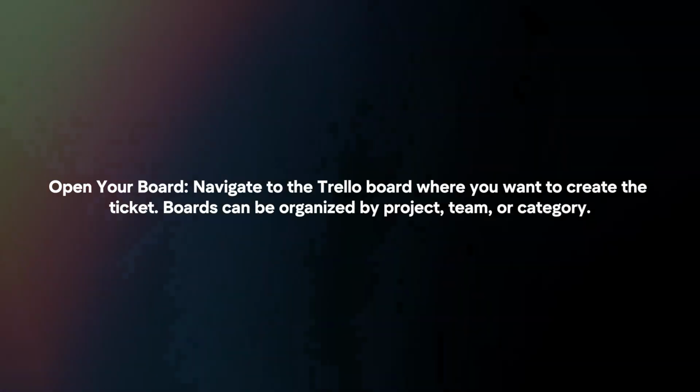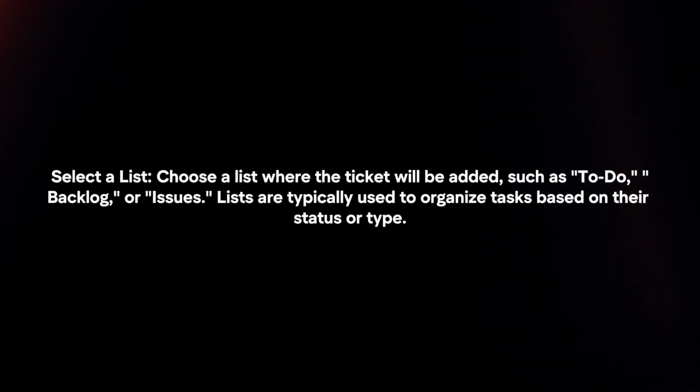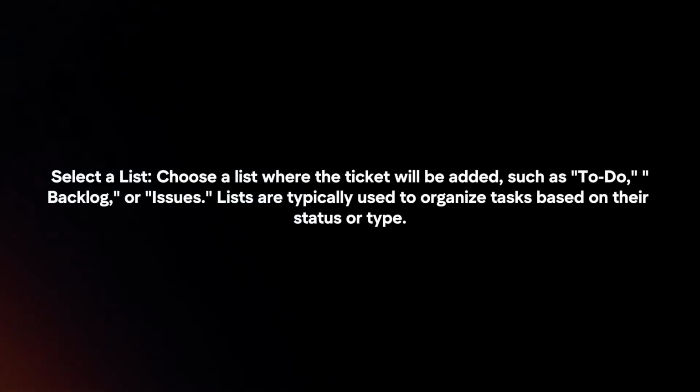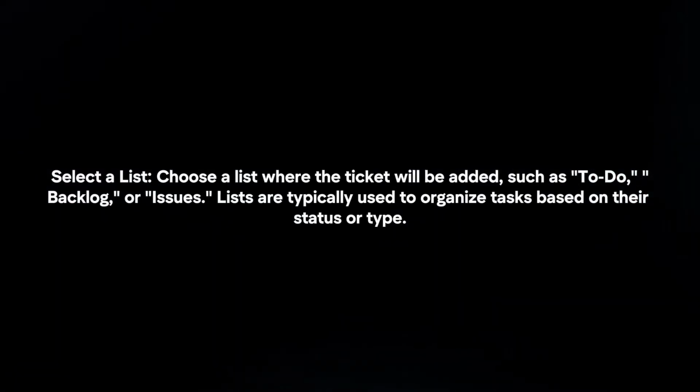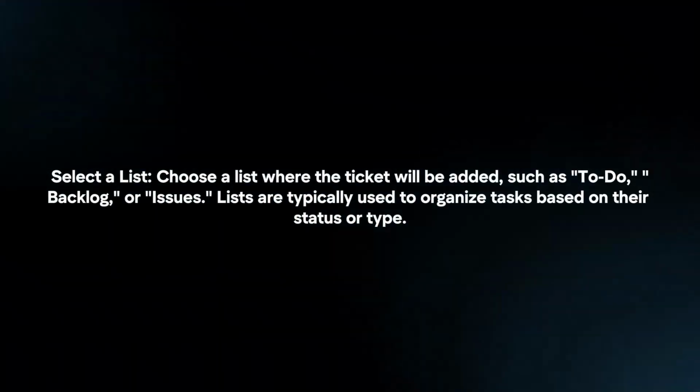Boards can be organized by project, team, or category. Select a list. Choose a list where the ticket will be added, such as to-do, backlog, or issues. Lists are typically used to organize tasks based on their status or type.